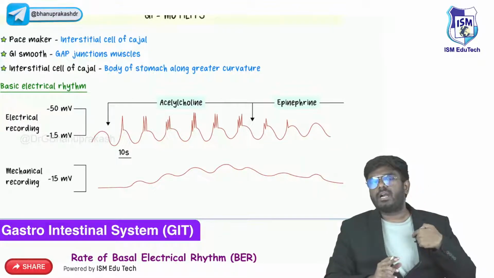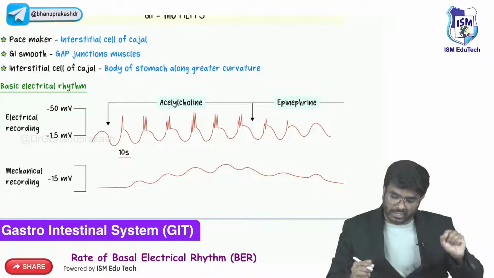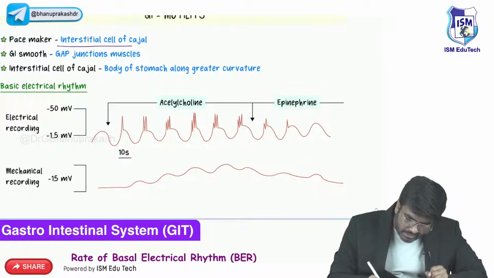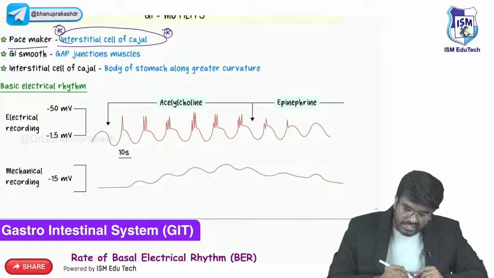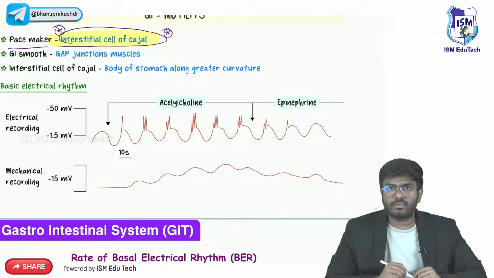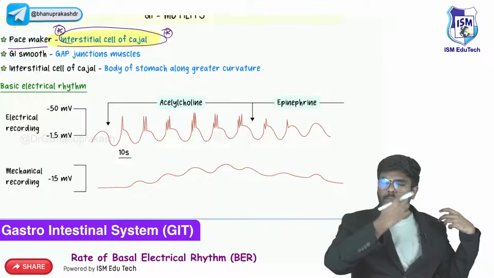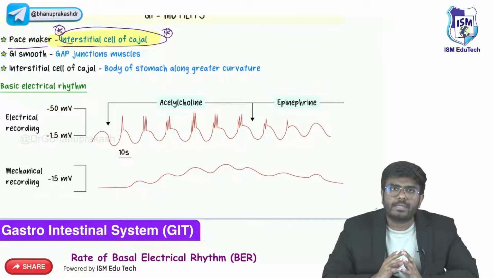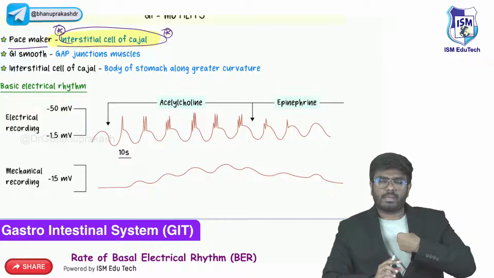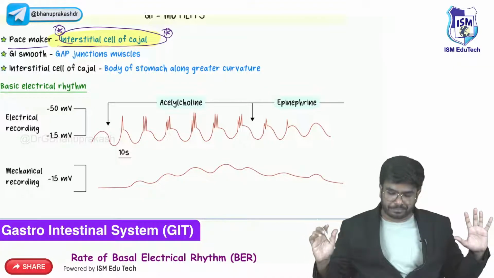SA node is the pacemaker of the heart. And the pacemaker of the GIT contraction is the interstitial cell of Cajal. MCQ. The SA node is only one in the heart, but there are many interstitial cells of Cajal.